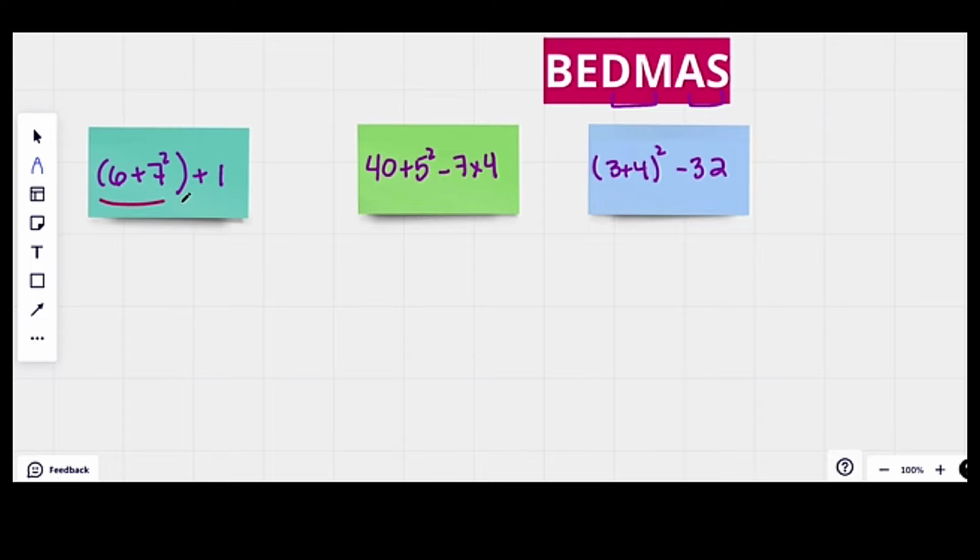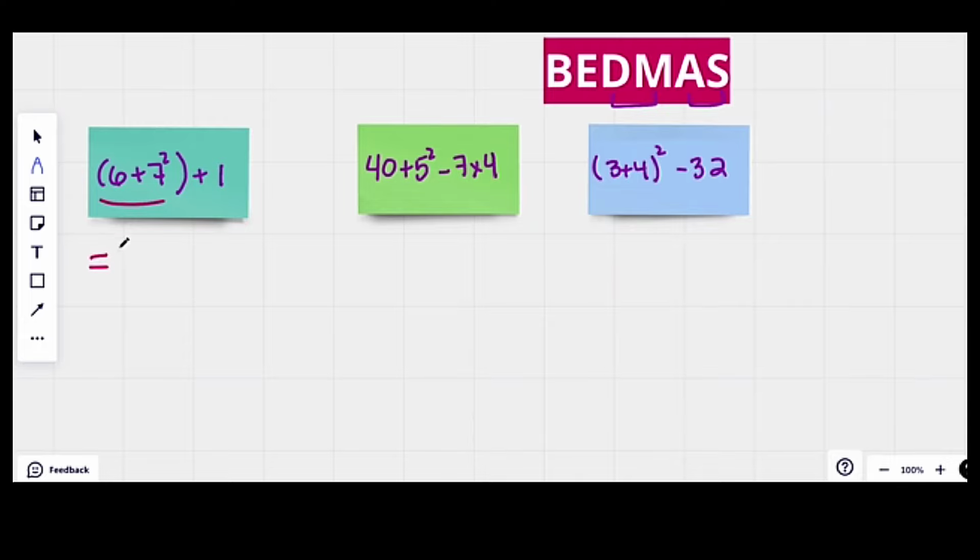But the BEDMAS rules still apply inside the bracket. So now that we know we're going to be working on whatever's inside the bracket, we still need to follow BEDMAS. So inside the bracket, what is going to come first? We've got 6 plus 7 squared. Well, we know that if we follow BEDMAS, exponents come first. That means that inside the bracket, the first thing that we're going to take care of is this exponent right here. So let's get started.